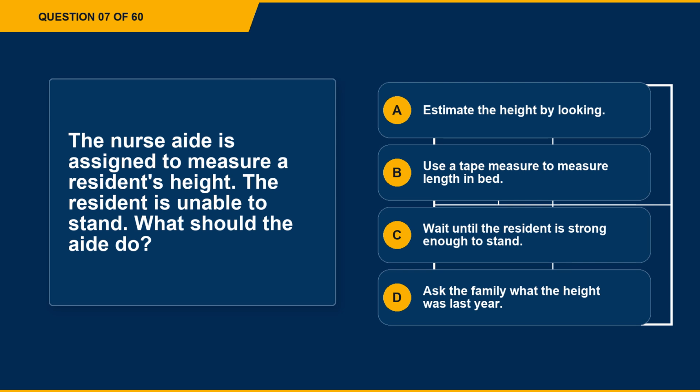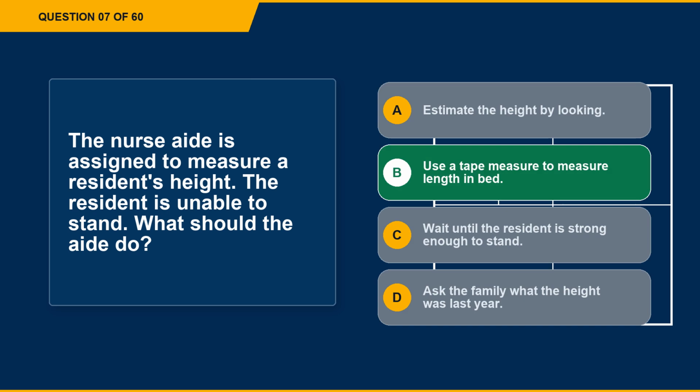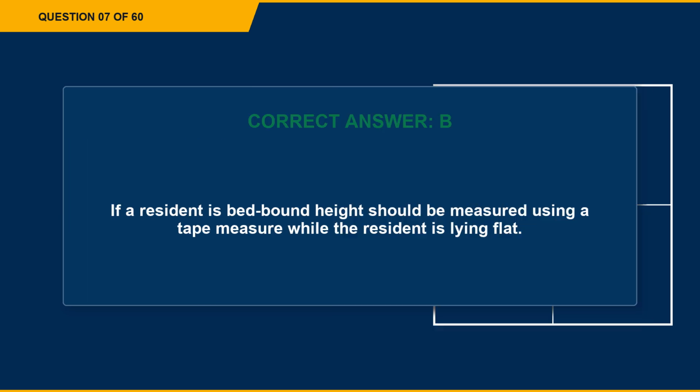Question 7. The nurse aide is assigned to measure a resident's height. The resident is unable to stand. What should the aide do? Option A. Estimate the height by looking. Option B. Use a tape measure to measure length in bed. Option C. Wait until the resident is strong enough to stand. Option D. Ask the family what the height was last year. The correct answer is option B. Use a tape measure to measure length in bed. Explanation. If a resident is bedbound, height should be measured using a tape measure while the resident is lying flat.